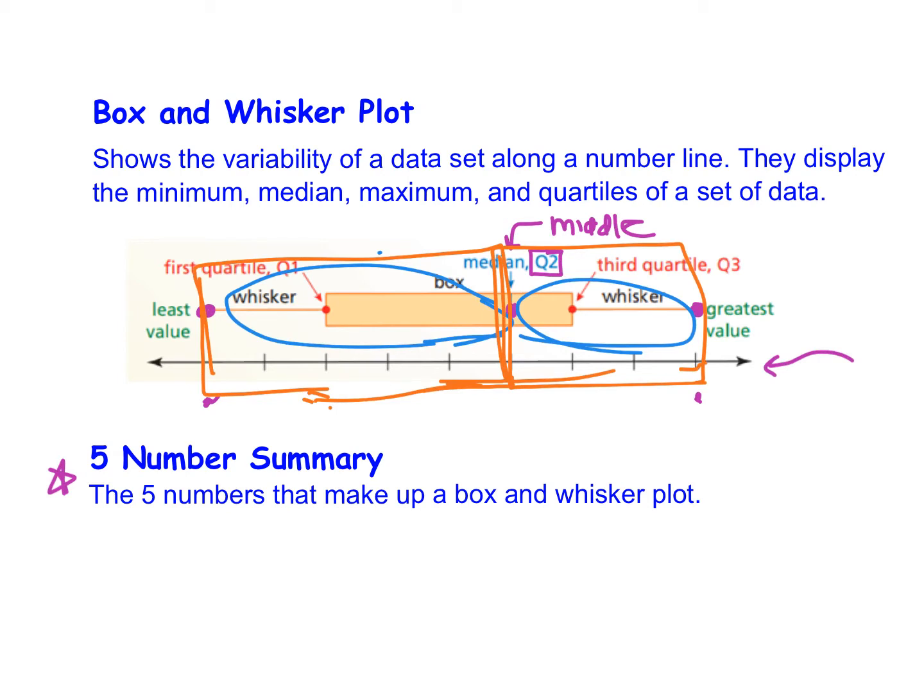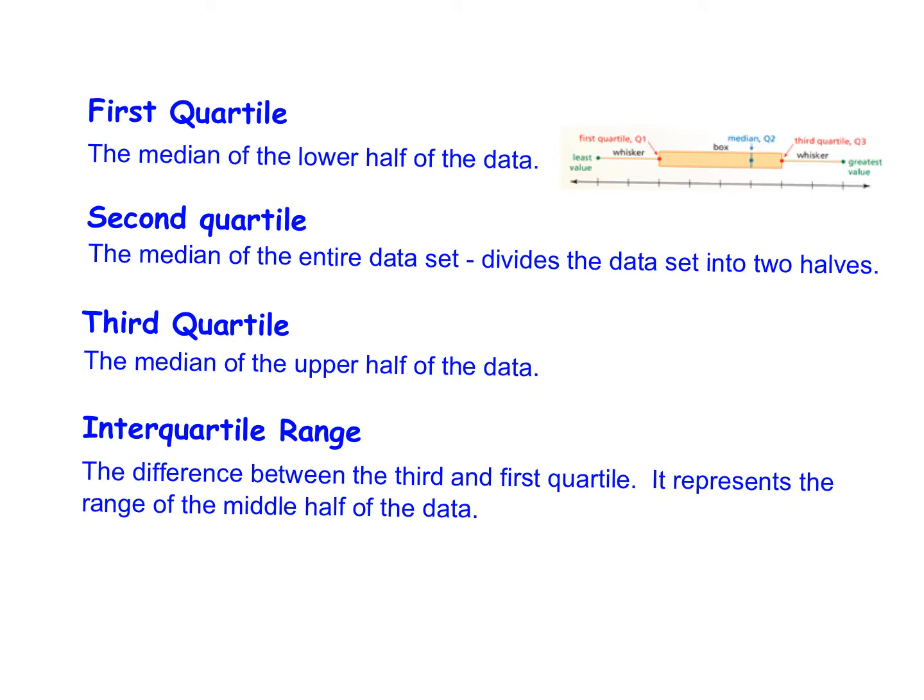By having these 5 numbers and being able to visually display them in a box and whisker plot, you can get a really good sense of the variability within that data set and what that data really looks like. Now, as I mentioned on the previous slide, we have some new vocabulary words here that we haven't seen before. The first quartile is the median of the lower half of the data. So when we find the first quartile, we're focusing on this lower half of the data and finding the median, or the middle number, within that data.